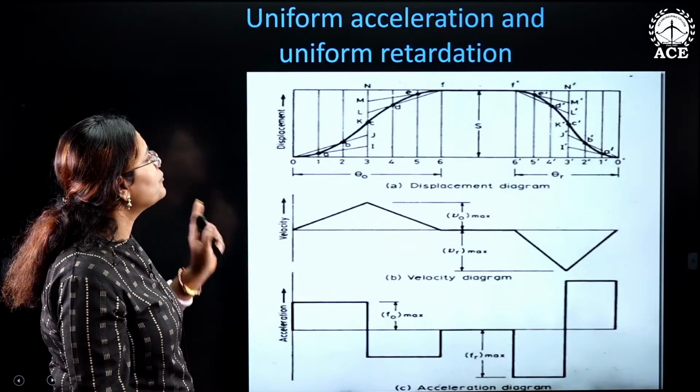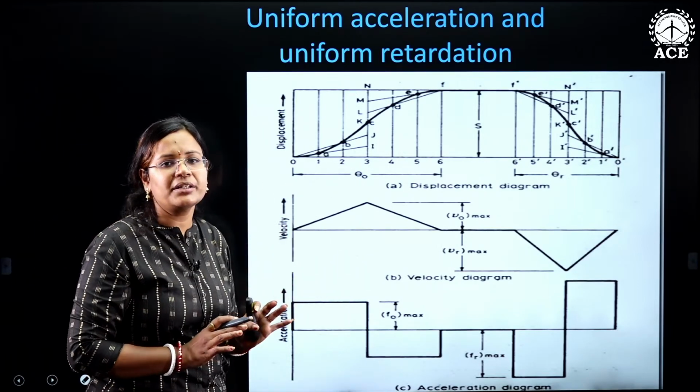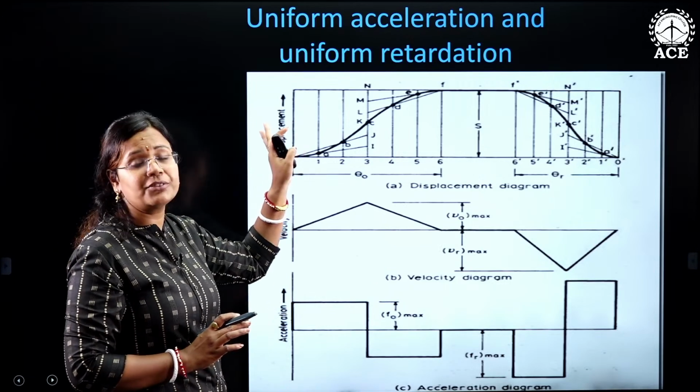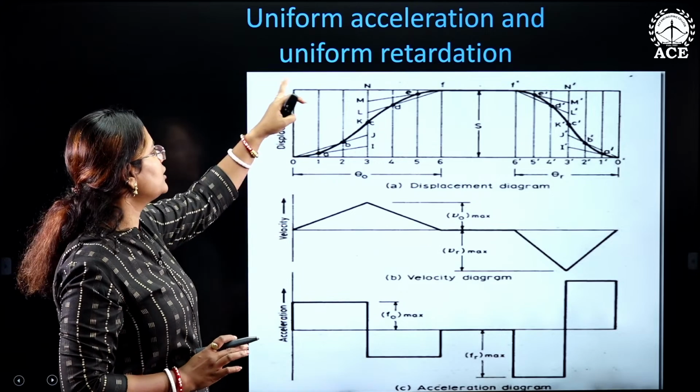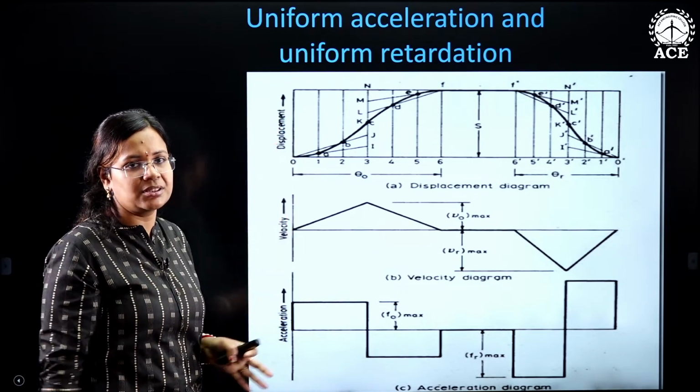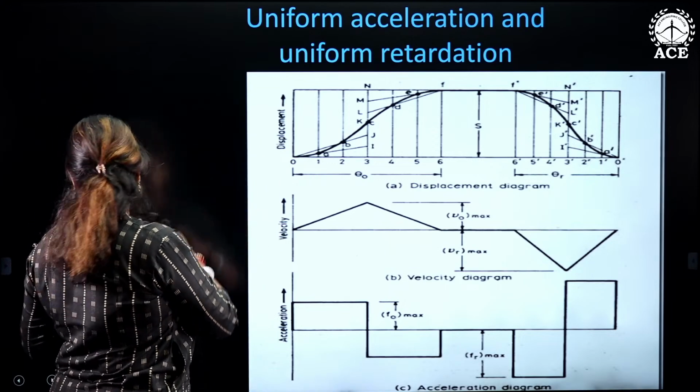So next comes uniform acceleration and retardation. For uniform acceleration and retardation, we also have a different method for drawing the displacement diagram. Here we do not draw the semicircle. You cannot see a semicircle over here. But here also the stroke will be given.